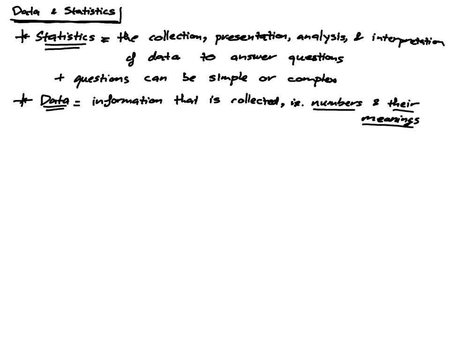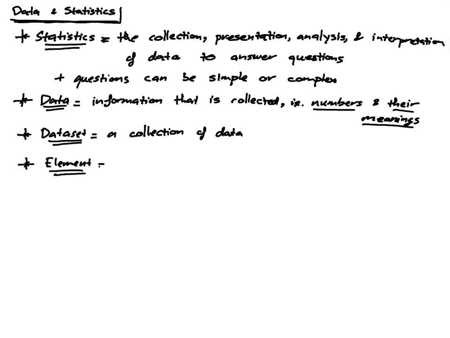And then we have a notion of a data set. So a data set is just a collection of data. Then we also have element. An element is the entity on which data are collected.